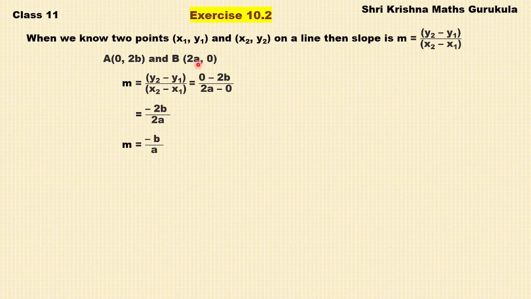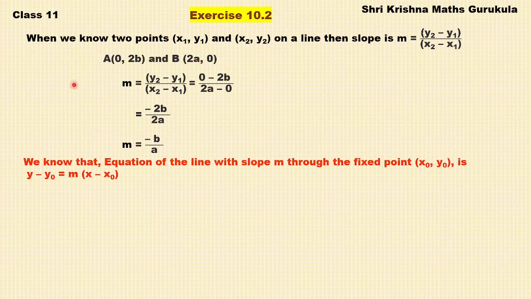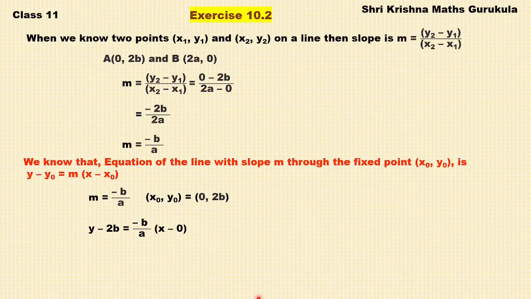So now we have found the slope of the line. We know 2 points on the line. Choose any one of the points and find the equation of the line easily. We will use the point slope form of a line. That is, when we know a point on the line and the slope of the line, we can easily find the equation of the line using this form. So slope is minus b by a and the point x naught, y naught is 0, 2b. You can consider the other point also. That also gives us the same answer.